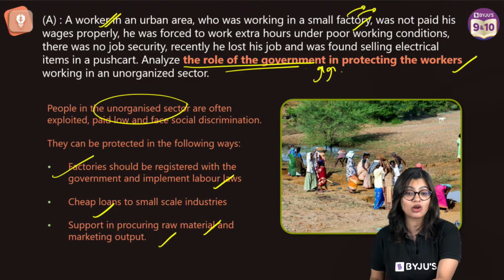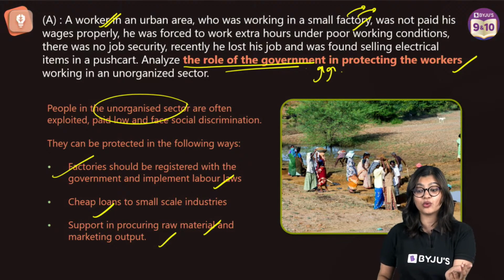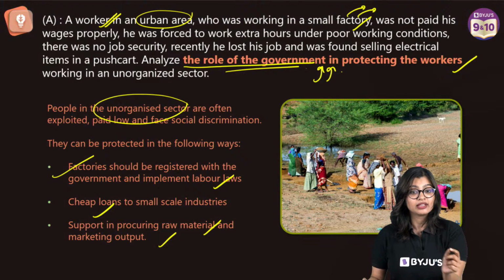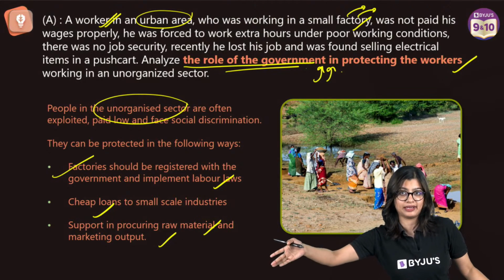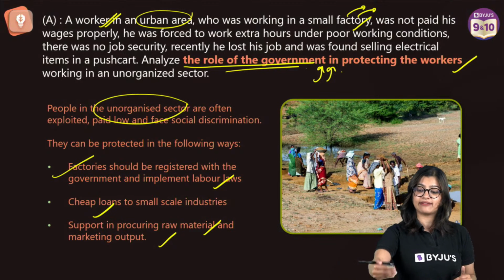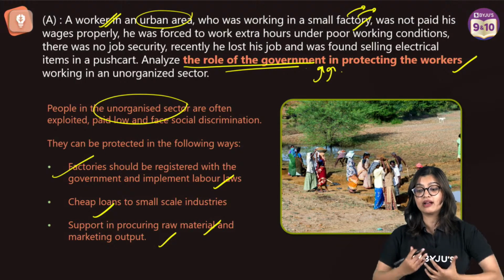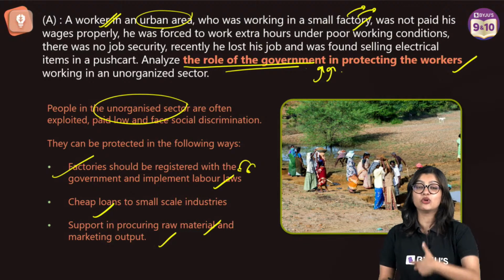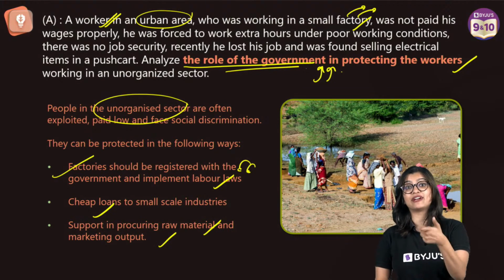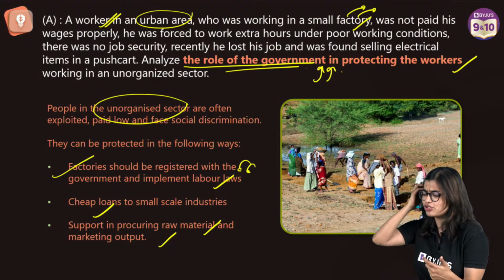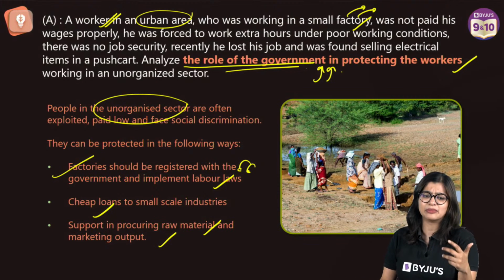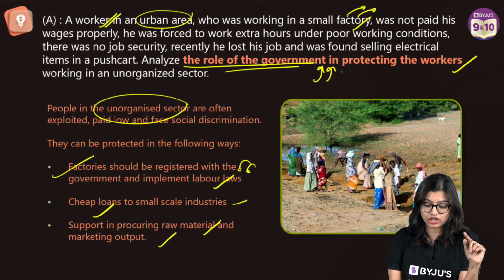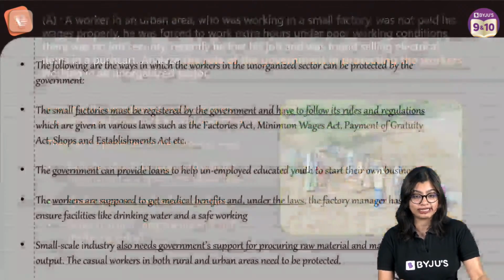But at the same time, here what are they asking? They are asking you about urban areas, that's why they are saying specifically that a worker was working in an urban area and it was all these things and eventually this happened. So how can the government help? Now, if they have to implement labor laws, they need to be registered with the government so that facilities like gratuity, pension and certain acts like the Minimum Wages Act, all of those can be implemented. Similarly, cheap loans and procuring raw material.